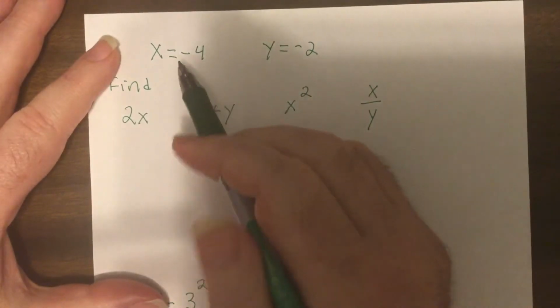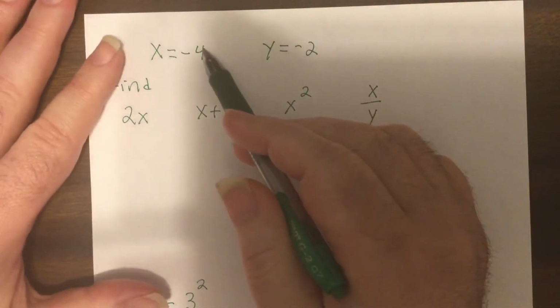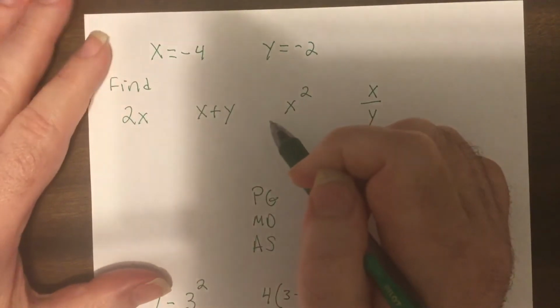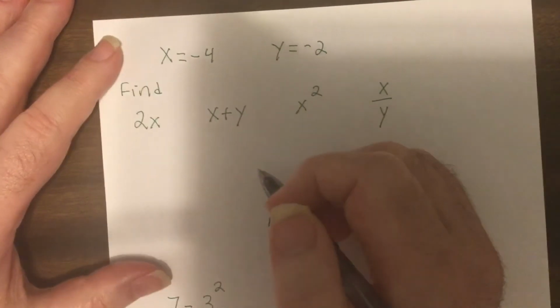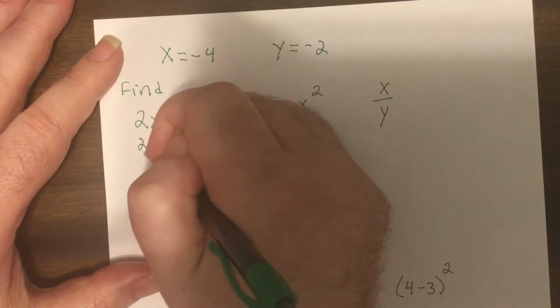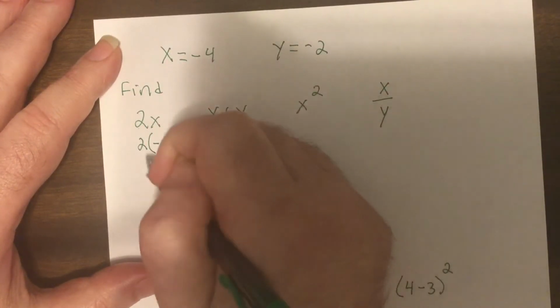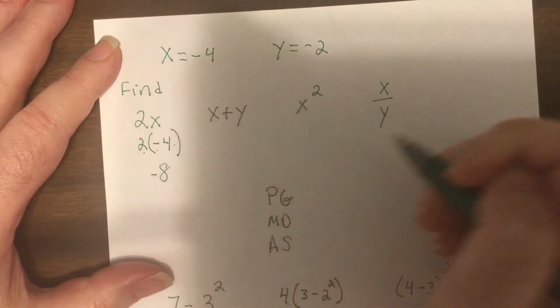Whenever you have a number represented by a variable, we want to put that number in for that variable whenever we see it in the problem. But whenever you replace a variable by a number, you use parentheses. So this says I want double x. So I go 2 parentheses what x is. So that'd be 2 times -4, which is -8.